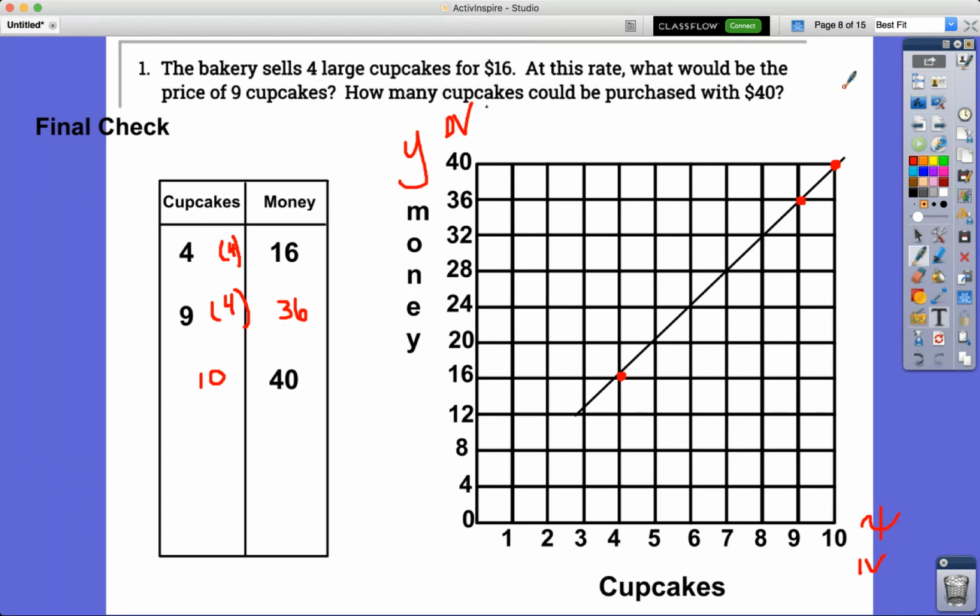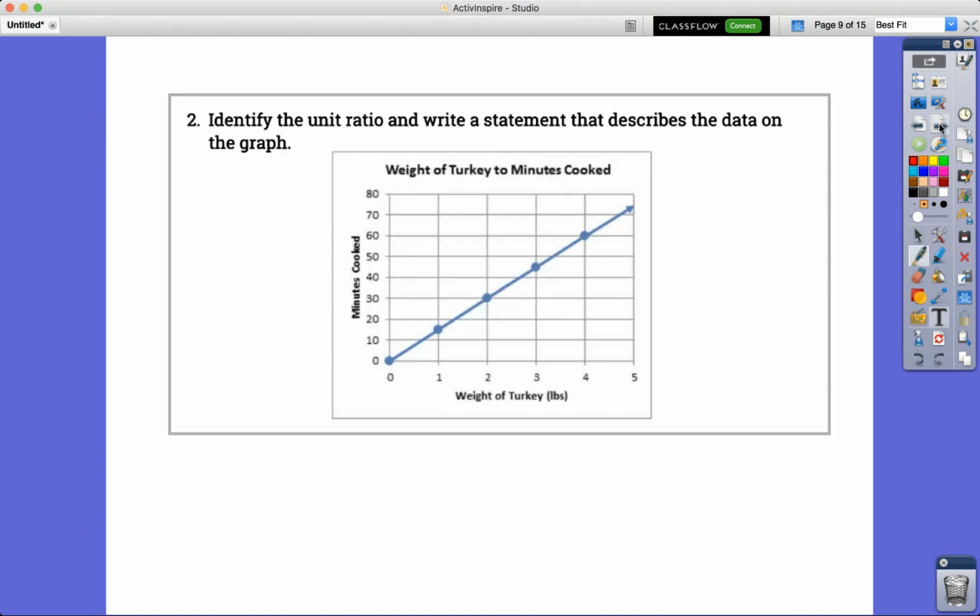Okay, so you should have all of this information in your book. Now, identify the unit ratio and write a statement that describes the data on the graph. Well, first, I want you to add your X and your Y axis. I want you to add your independent variable and your dependent variable. My independent variable is the weight of turkey in pounds. My dependent variable is minutes that it takes to cook it.